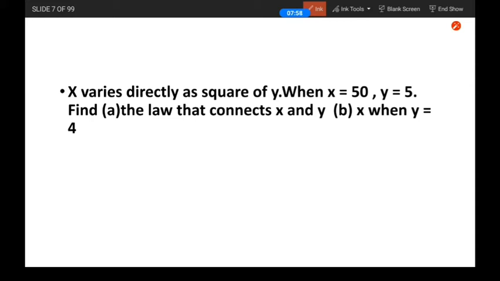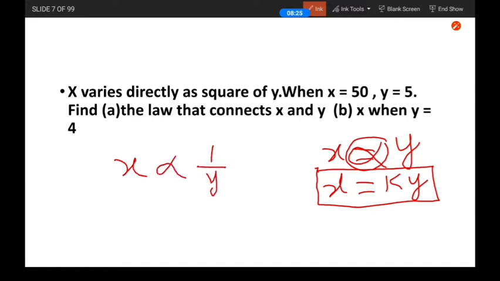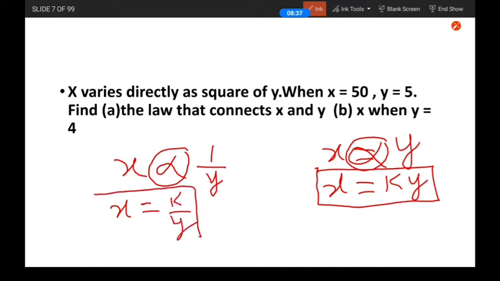Now, talking about direct variation, it means x varies as y. And for us to change the sign of proportionality, that becomes x equals what? Ky. And this is where you take your law, your relationship, and the formula that connects x and y. But if I say x varies inversely as y, it is 1 over y, right? And that becomes what? To change the sign of proportionality, we have x equals k over y. So this is where we take our law, our relationship, or the formula that connects x and y.